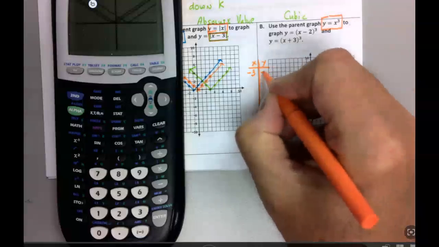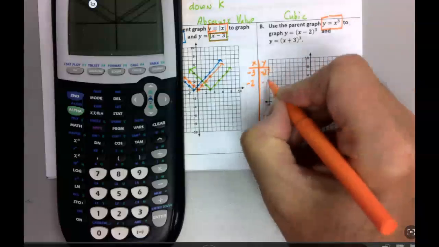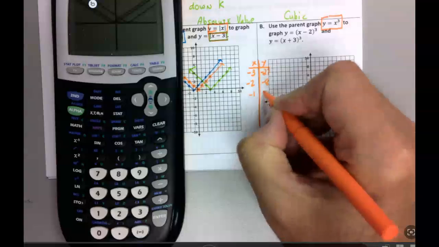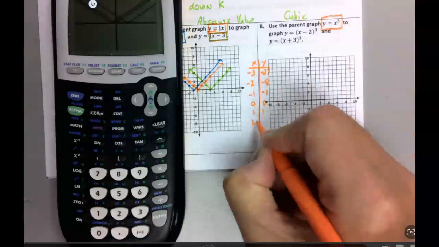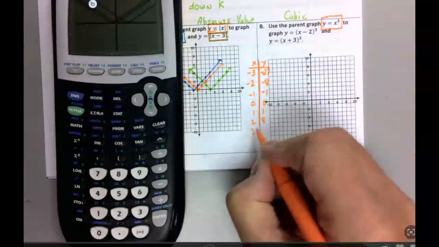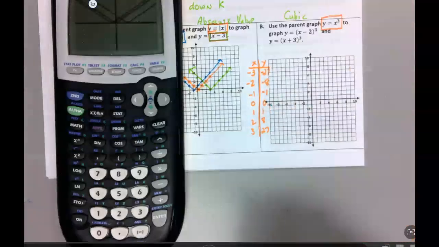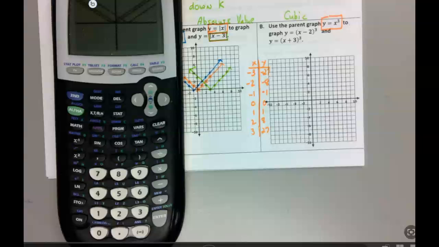-3, -27, -2, -8, -1, -1, 0, 0, 1, 1, 2, 8, 3, 27. Probably not going to use 3 and 27, are you? Correct? So let's graph that.